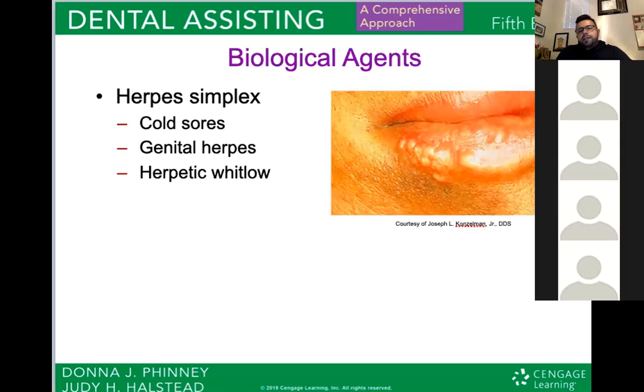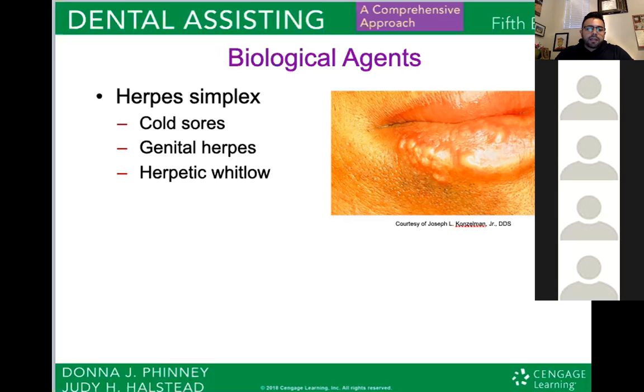Other biological agents include herpes simplex, and there are different types of herpes simplex. We have type 1, which means it's above the waist. This is usually in the form of a cold sore, and cold sores are called herpes labialis, just herpes on the lips. Type 2 herpes simplex is below the waist. This is commonly called genital herpes. And herpetic whitlow is a crusting ulceration on the fingers or hands. It can be extremely painful. It's caused by that same herpes simplex virus.